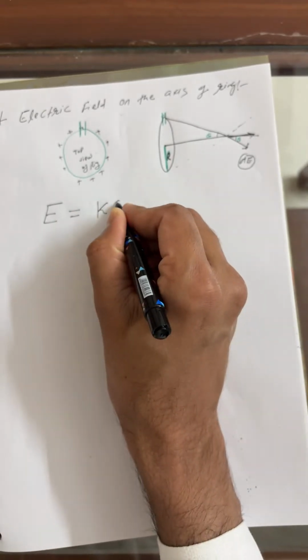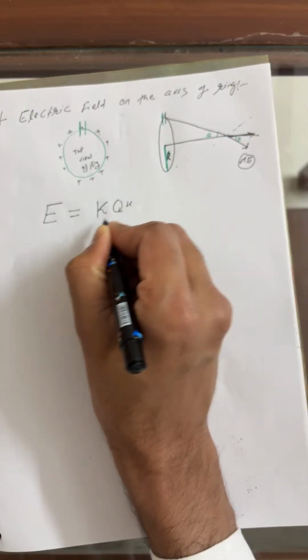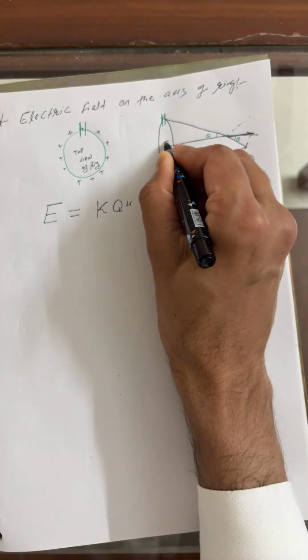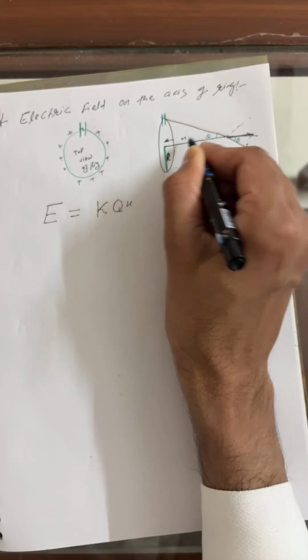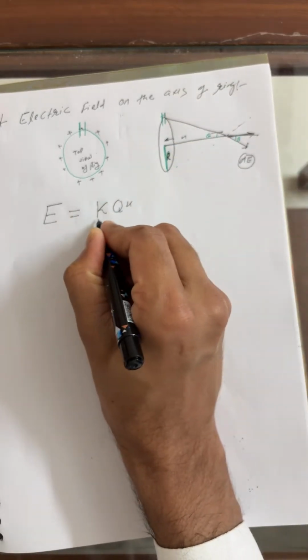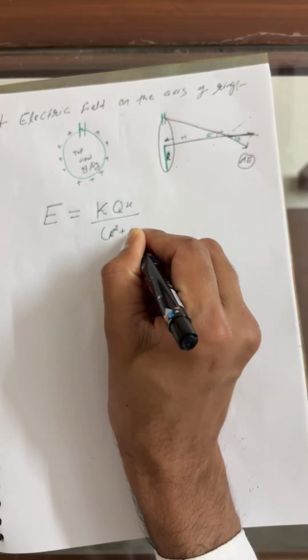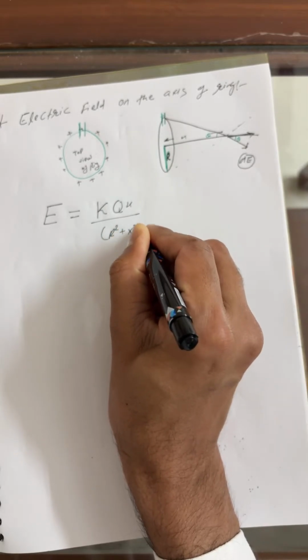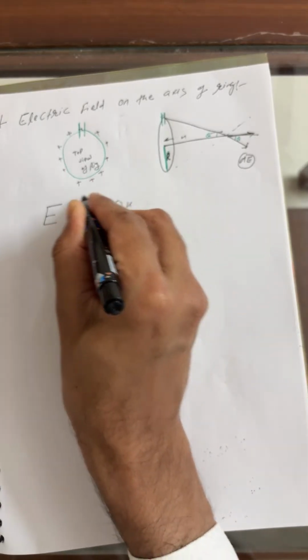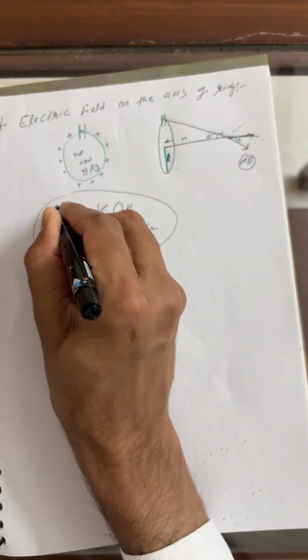You can see this is k, Q, x. This is x, the distance from the center. The formula is kQx upon (R square plus x square) to the power 3 by 2. This is the electric field.